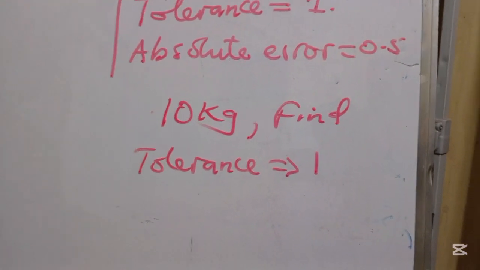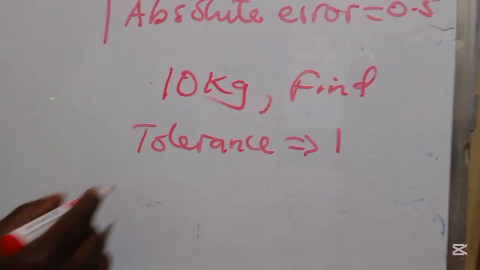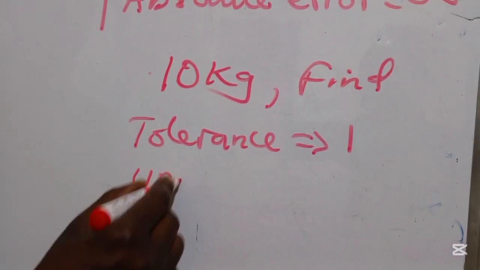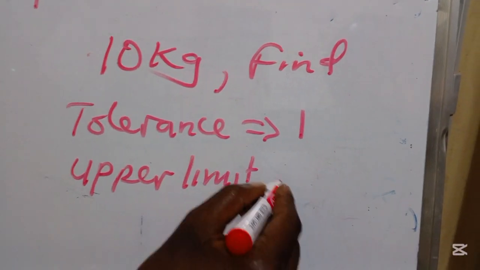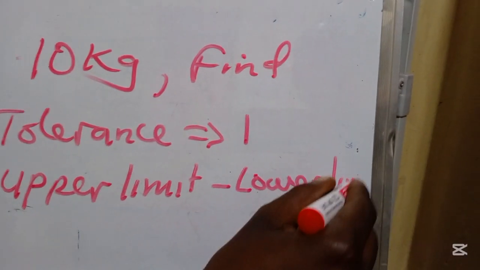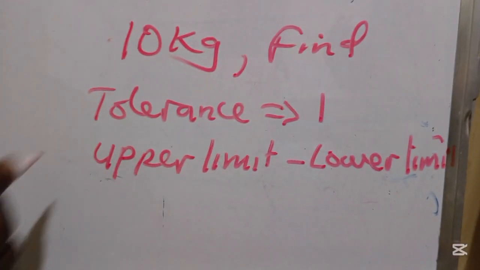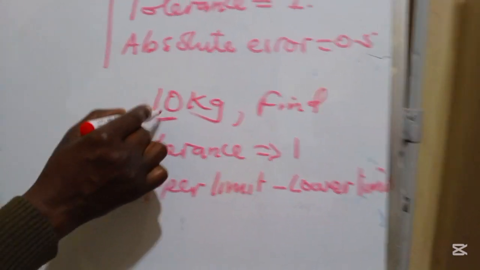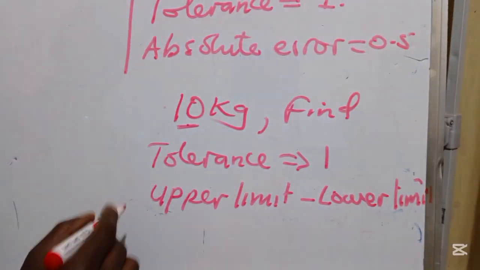However, for the sake of just showing you how I found 1, we look at the upper limit minus the lower limit. So what do we mean by upper limit? We add the absolute error. What is the absolute error of 10? 10 is a whole number, ladies and gentlemen. So absolute error for the whole numbers is 0.5.